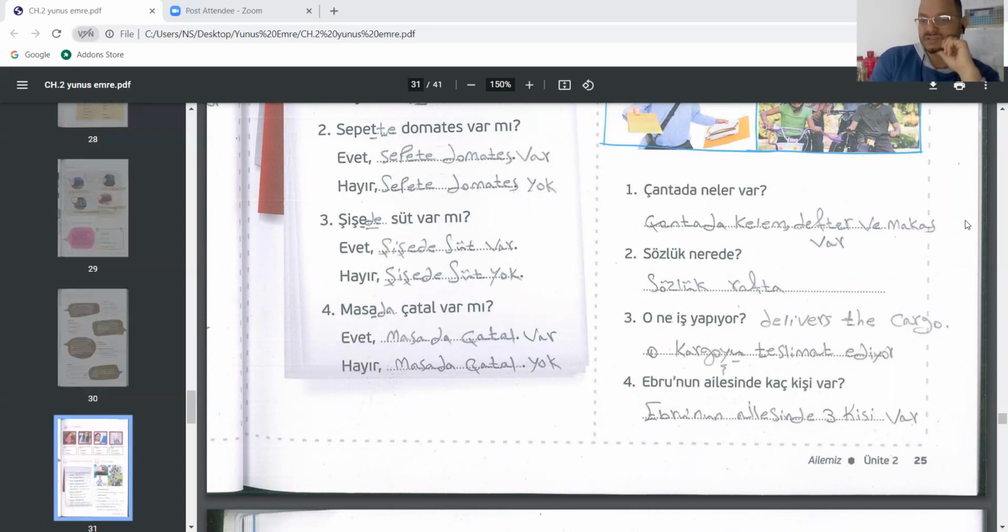Çantada neler var? Çantada kalem, defter ve makas var. The same with English language. At first thing, after that, comma. The second thing, after that, with the last thing, I will put and before it. That means pencil, notebook, and another thing. Sözlük, dictionary. Where is the dictionary? Sözlük rafta. O ne iş yapıyor? O kargoyu teslimat ediyor.